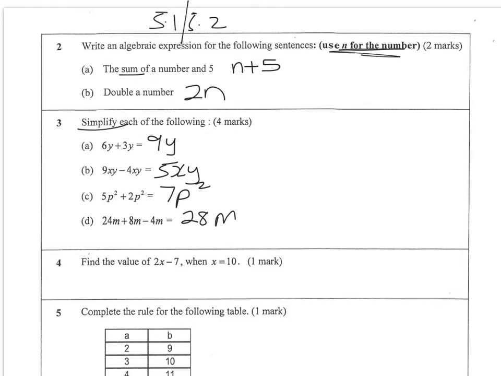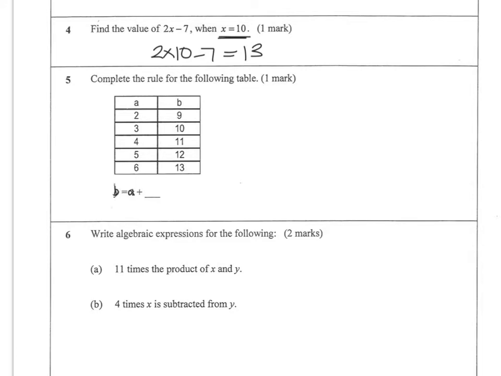Okay, find the value. So we're going to substitute 10 where the x is. So 2 times 10, take away 7, 20 take away 7 is 13. Complete the rule. Okay, what must we add to A to get B? So we've got 9 as an answer. 2 plus what equals 9? We need 7.